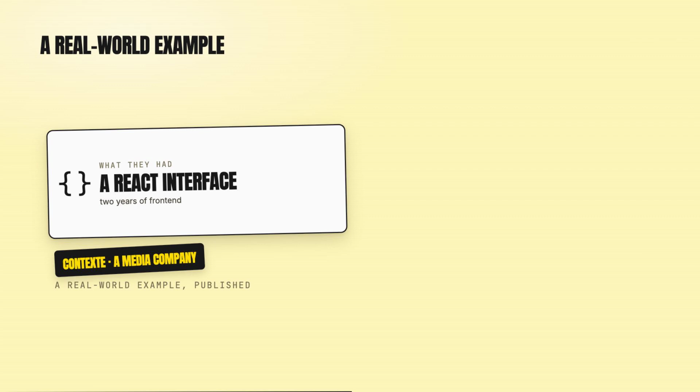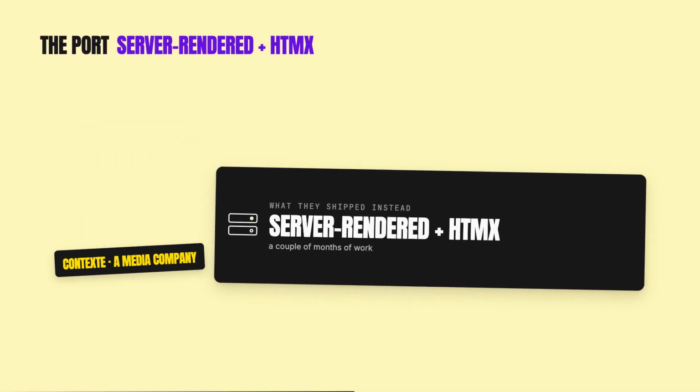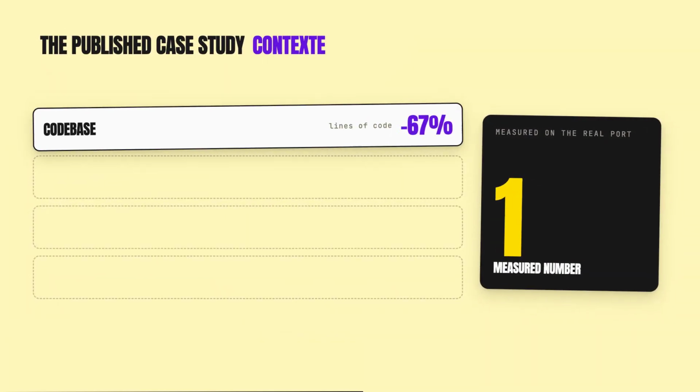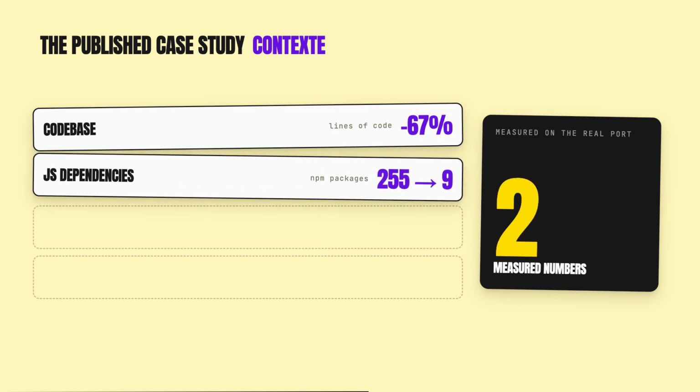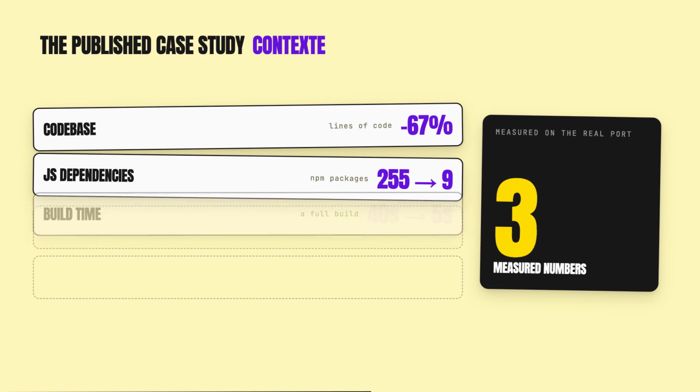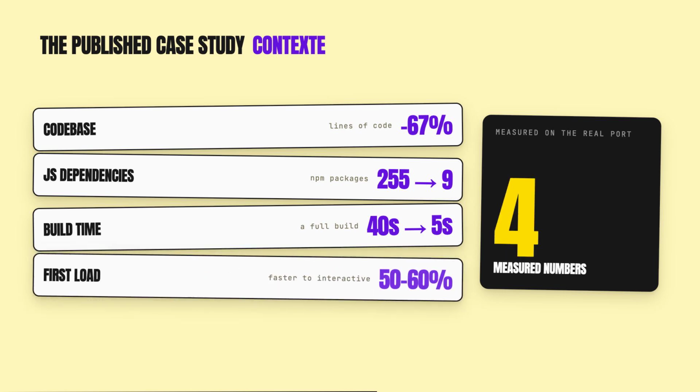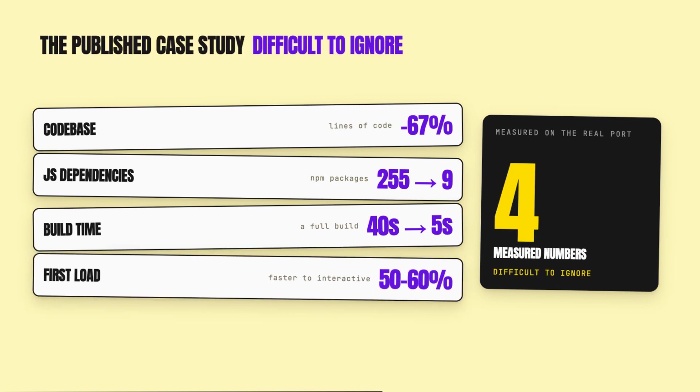Contexte, a media-oriented software company, replaced a React interface with server-rendered templates and HTMX. According to the published case study, the migration reduced the codebase by 67%. JavaScript dependencies fell from 255 to just 9. Build time dropped from 40 seconds to 5, and the initial interactive load became approximately 50 to 60% faster. Those numbers are difficult to ignore.